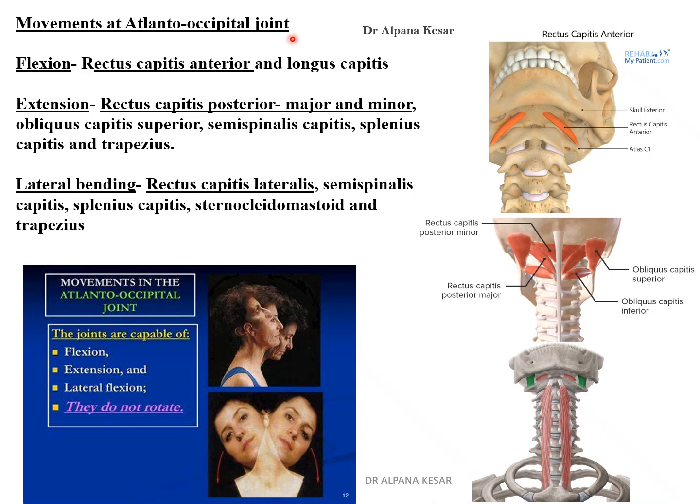Movements at atlanto-occipital joint. Atlanto-occipital joint allows forward flexion, backward extension, and the lateral bending or lateral flexion. For ease of remembering the action of the atlanto-occipital joint, it is sometimes also known as the yes joint, as it allows flexion and extension that takes place at the time of nodding while saying yes.